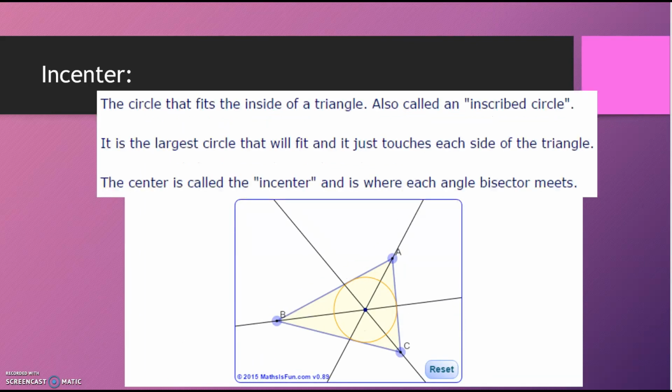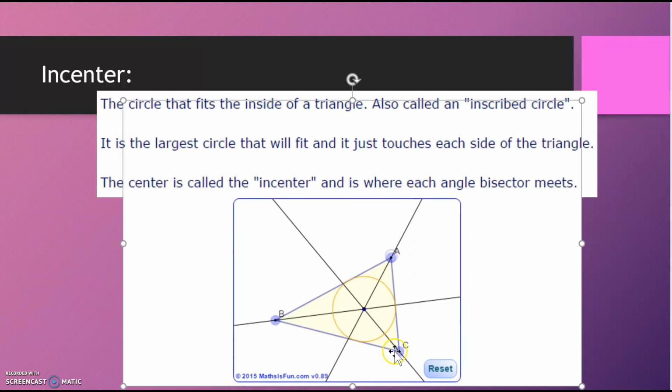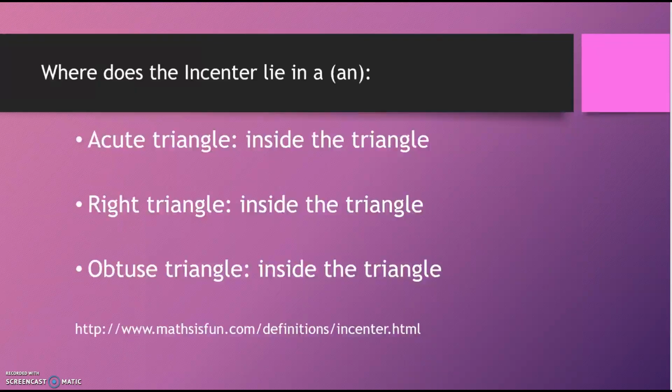A circle that fits inside of the triangle is called an inscribed circle. The largest circle that will fit and just touches each side of the triangle is centered at the incenter, and it's where each angle bisector meets. So each of these angles is bisected into two equal parts, and where those lines meet is the incenter. So they are always inside the triangle, and you can learn more about the incenter at Math Is Fun.